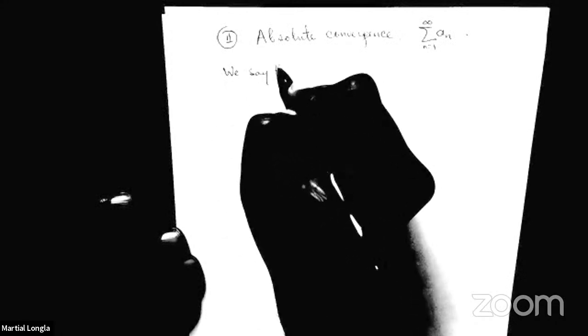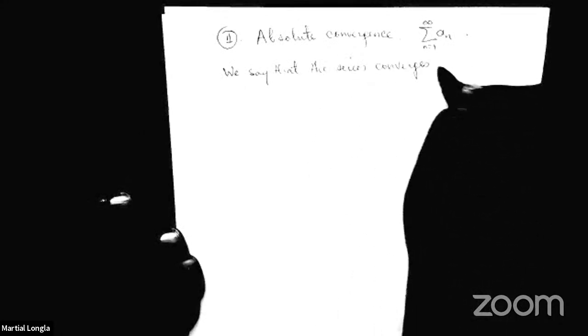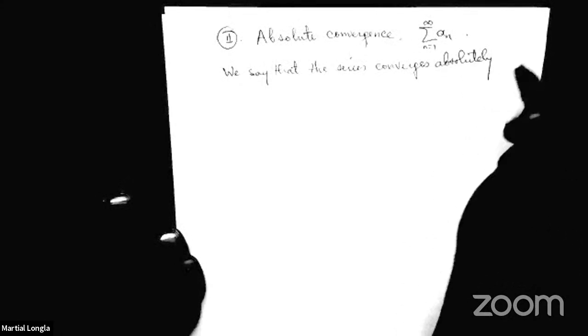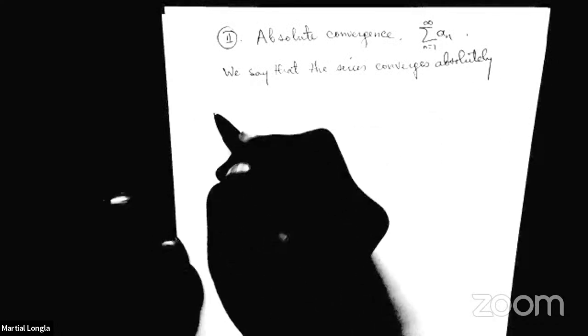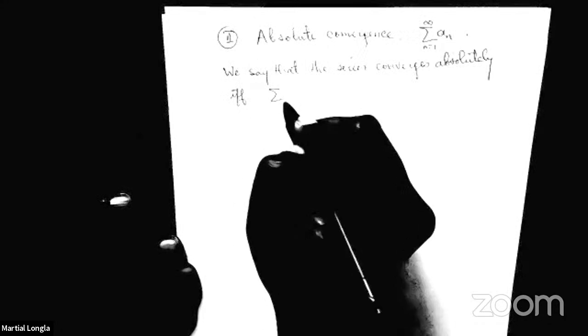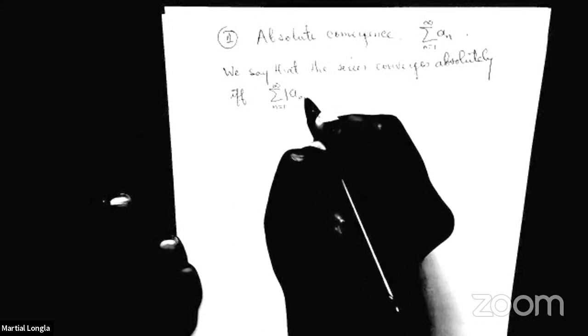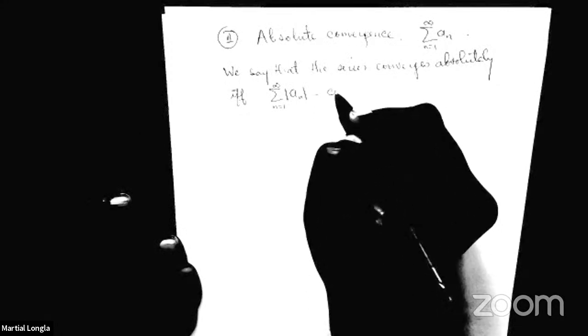So we say that the series converges absolutely if and only if the sum from n equals 1 to infinity of the absolute value of a_n converges.